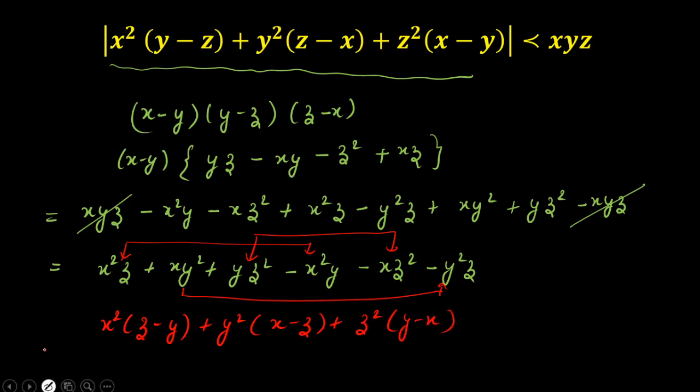Now one thing I'll do is take a negative outside. Out of all these three terms, I'll take a negative outside. So if I take a negative outside, the remaining is x square. See, I'm changing this argument here.